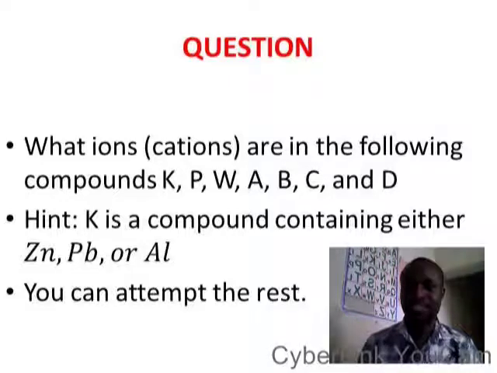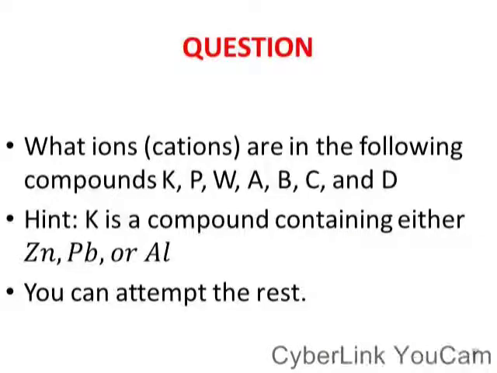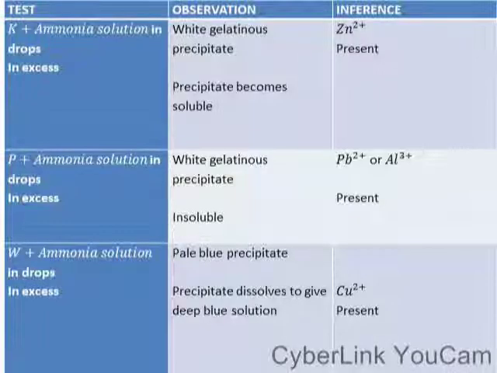Now, question. What ions, cations, are present in the following compounds? The compounds are just represented by K, P, W, A, B, C, and D. Hint: K is a compound containing Zn, Pb, or Al. You can attempt the test. Let's move on.